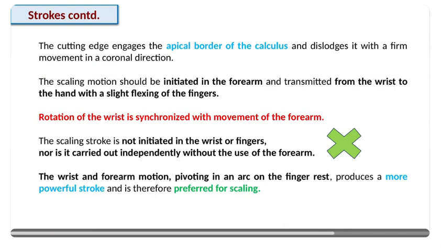The cutting edge targets the apical border of calculus, dislodging it with a firm coronal motion. This scaling stroke begins in the forearm, transmitted through the wrist to the hand with slight finger flexing. Wrist rotation synchronizes with forearm movement, pivoting on the finger rest for a powerful, effective stroke.